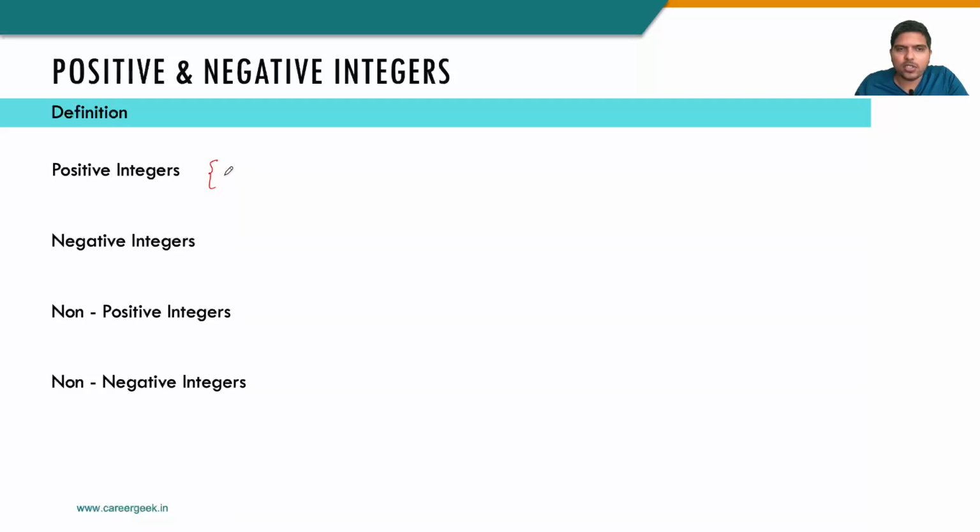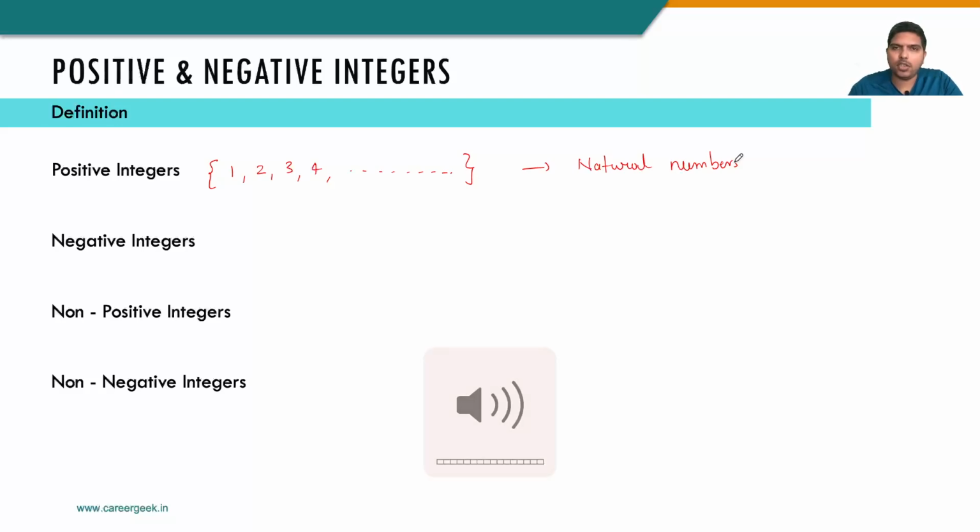So the positive integers will start from 1, 2, 3, 4, and so on up to infinity. Right? So positive integers are exactly the same as natural numbers. Now, negative integers. What are negative integers? Negative integers are -1, -2, -3, -4, and so on.